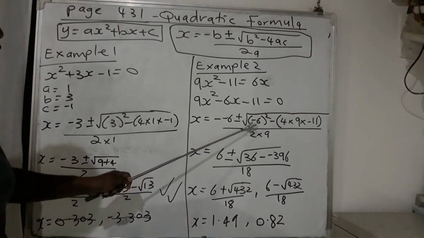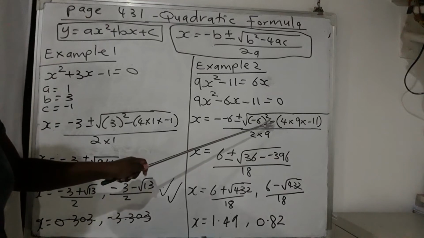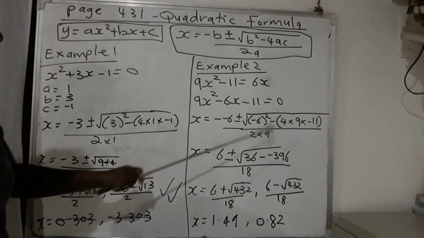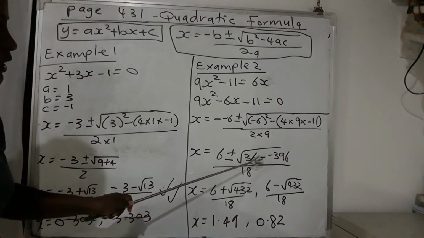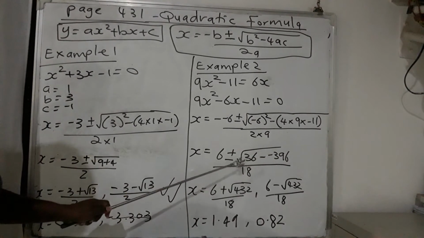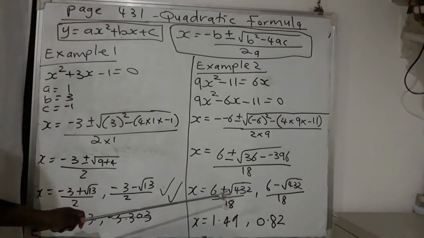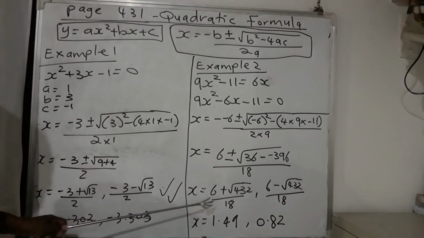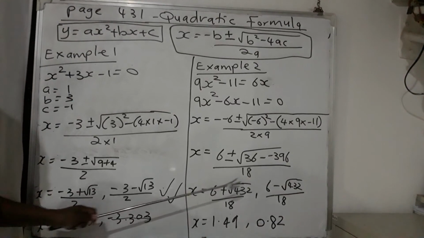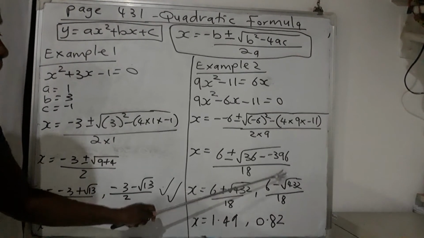Plus and minus square root of, this will be positive 36. That minus sign has come here. The answer for that bracket is negative 396. These two negative signs will change to a plus, and 36 plus 396 will be 432. Okay, and then divide by 18. So one answer is using a plus, the other answer is using a minus.